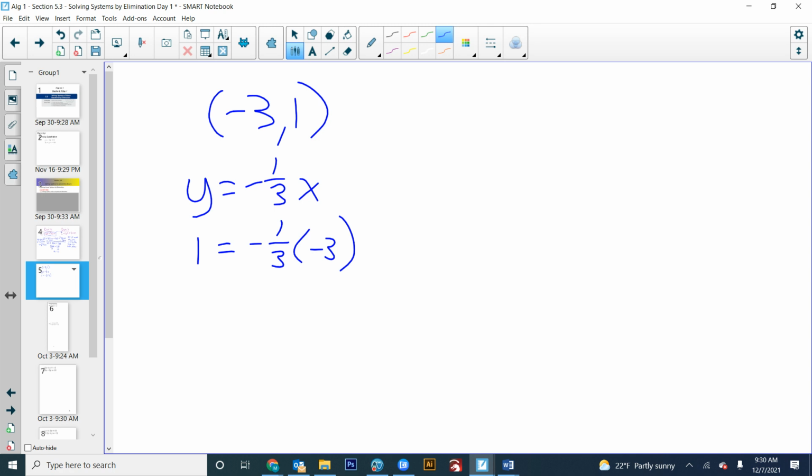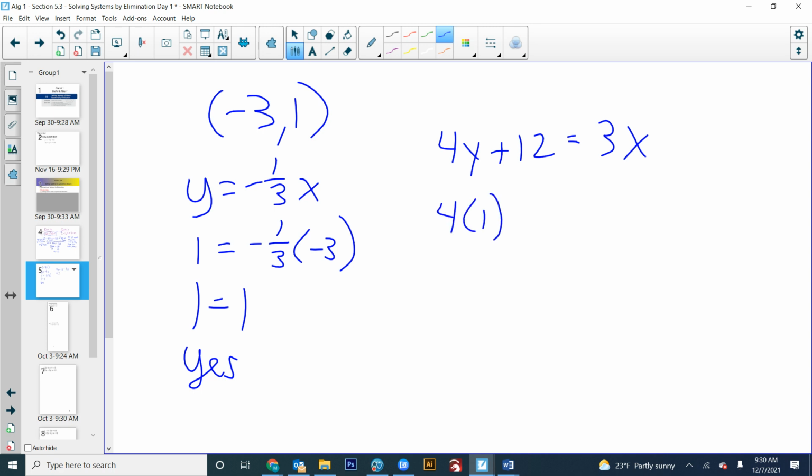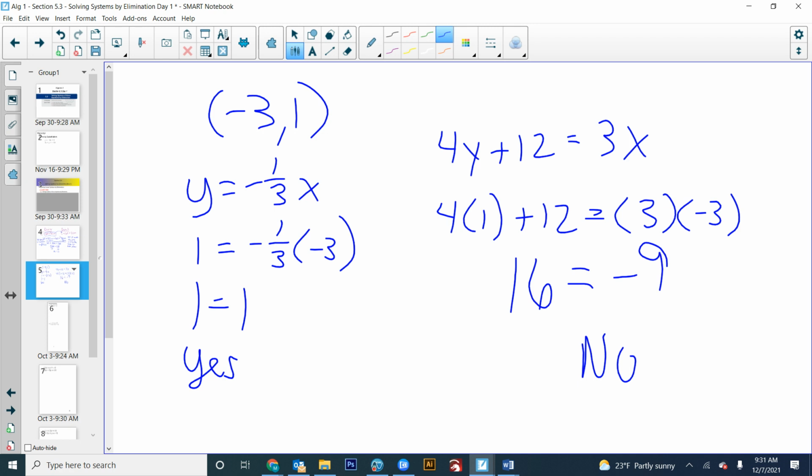What's negative 1/3 times 3? Isn't it negative 1? Is this true? So yes. But I have another line. You see 4y plus 12 equals 3x. Negative 3 for x, and y is 1, so I get 4 times 1, which is 4, plus 12 is 16. So the left side equals 16. What's 3 times negative 3? Is that true? No. So this is not a solution, because it has to be true in both of them. In other words, these two lines would not meet at negative 3, 1. Not a solution, and that's what you had.